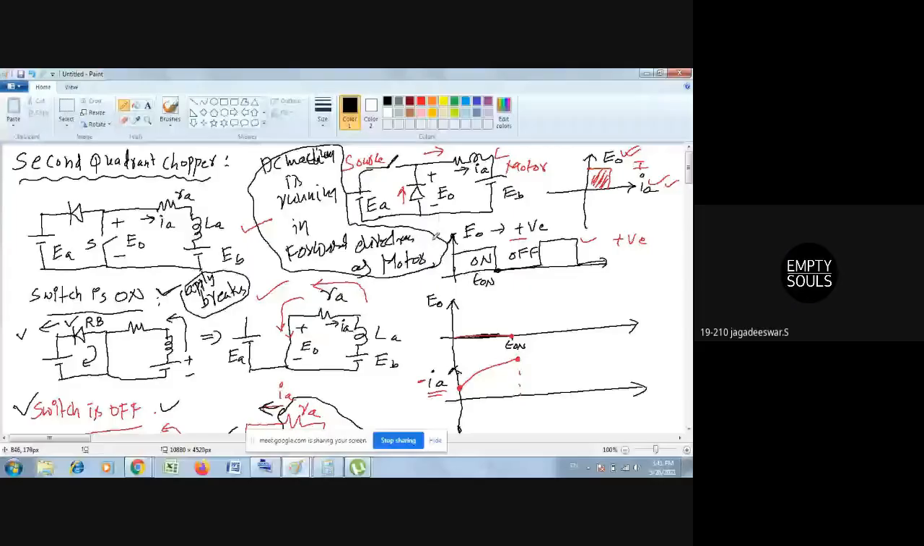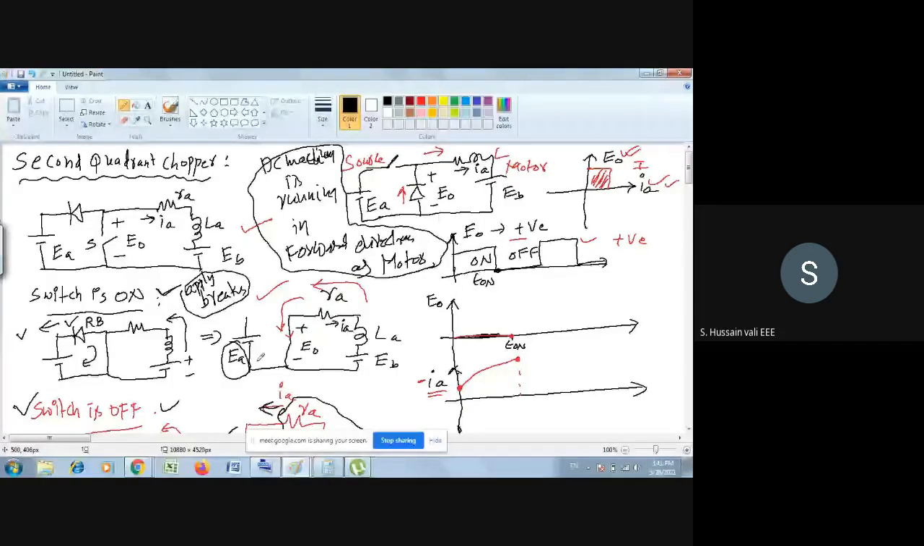Yes, please tell me. Before switching to the second quadrant, does Ea become zero, sir? Which Ea? The power supply voltage, sir? No, no, it won't become zero.